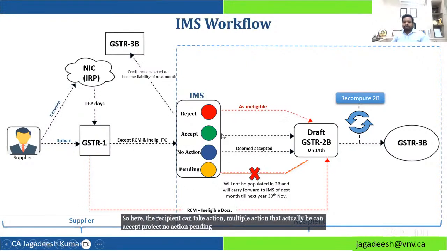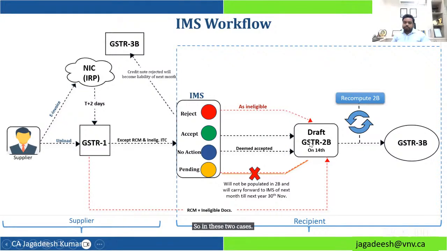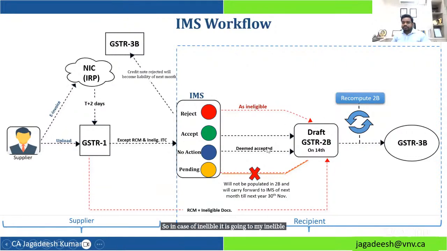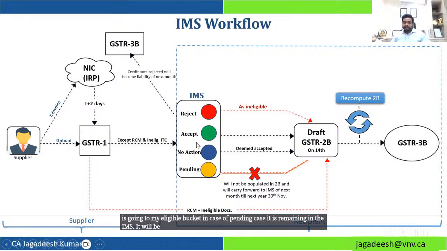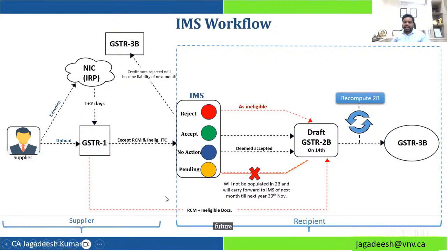So in these two cases, it is flowing to my GSTR-2B on the 14th. In case of ineligible, it is going to my ineligible bucket. In these two cases, it is going to my eligible bucket. In case of pending, it is remaining in the IMS. It will be carried forward to future periods till I take the action.